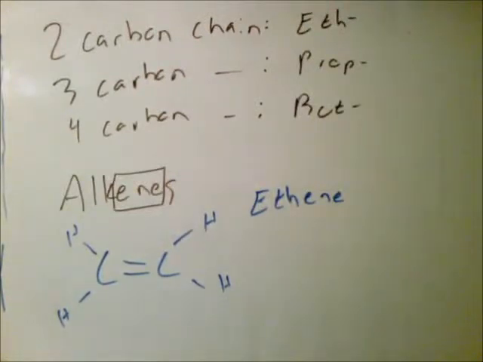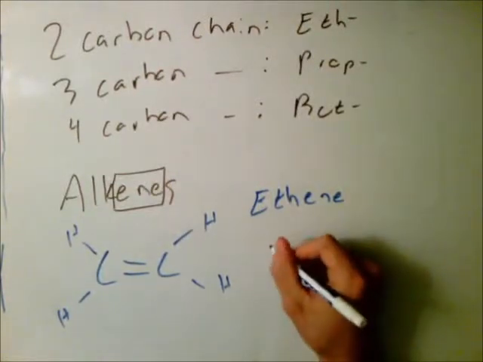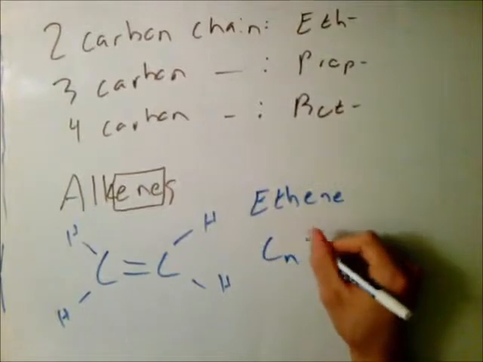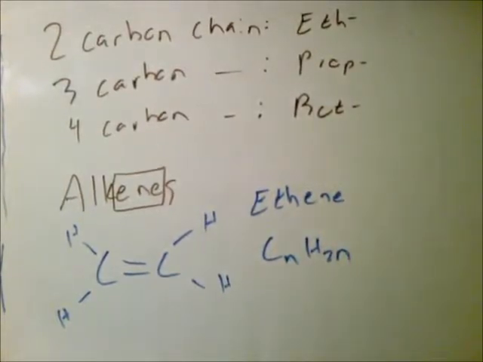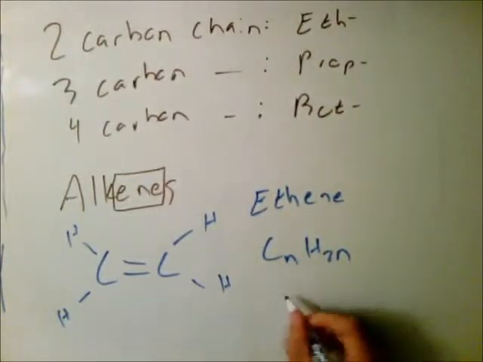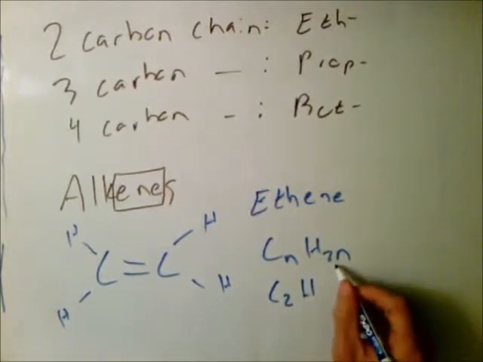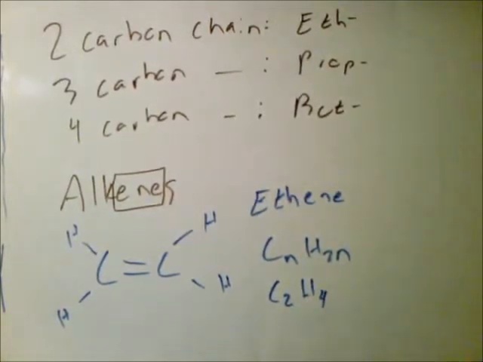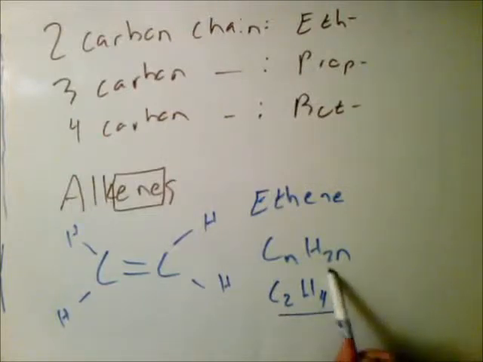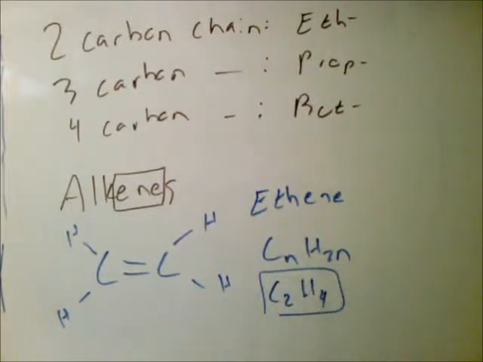And the general formula for alkenes, for the chemical formula, is CnH2n. So we have two carbons, C2, 2 times 2 is 4, C2H4. So if you're just looking at this on paper, you'd be able to see that it's an alkene just because it fits this formula.